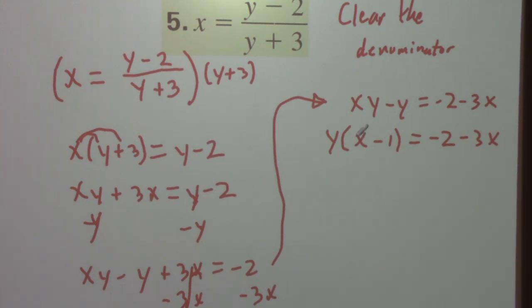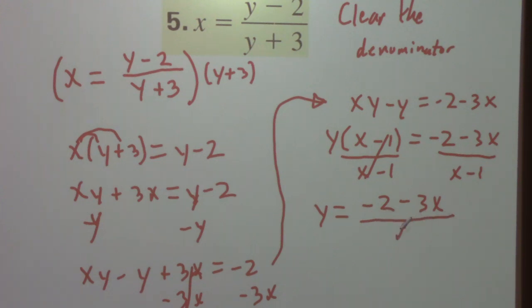What is this x minus 1 doing to this y? Divide by x minus 1. Yeah, so Justin makes a suggestion. Okay, this is Justin's suggestion right here, okay? So if we do this, what happens? We have y is equal to negative 2 minus 3x over x minus 1. Now if we solve for y, yeah, we have. Okay, so that would be our answer. Okay?